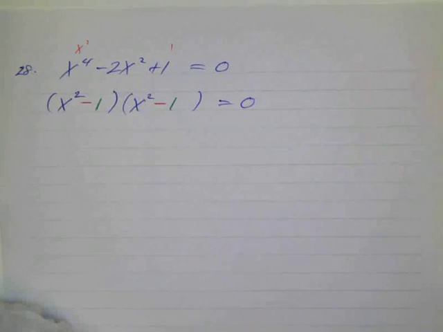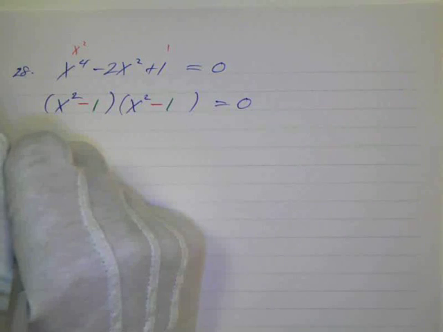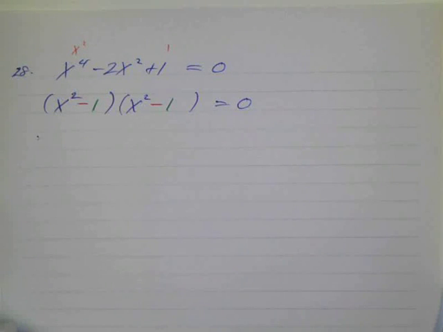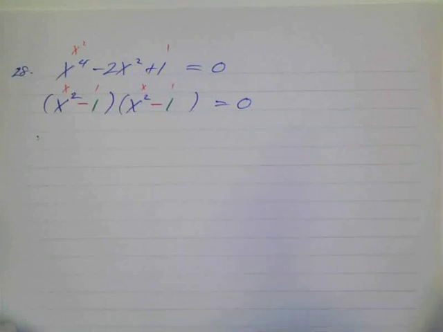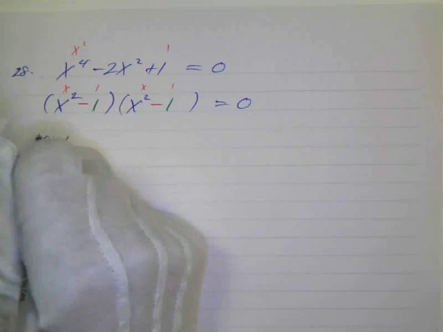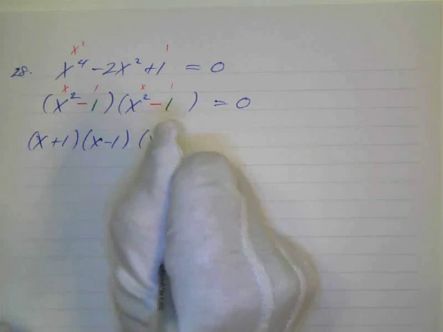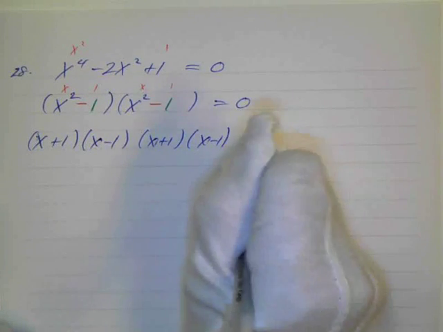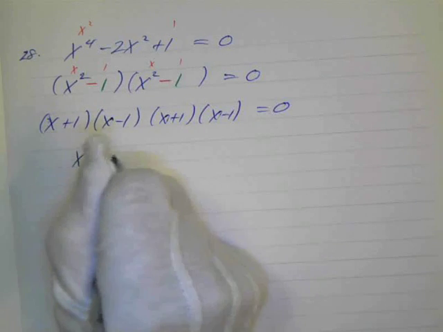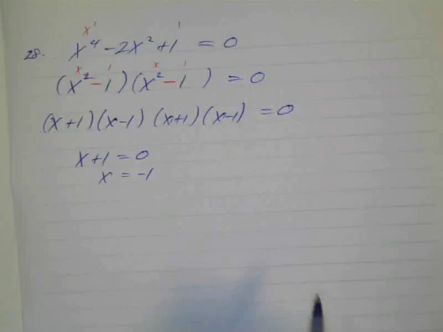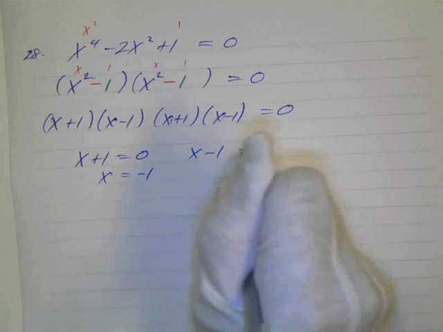So again, we've got what we call repeated roots, but we won't talk about that right now. If we factor this, the square root of x squared is x, and the square root of 1 is 1. Same thing here. So if we factor this out, this is x plus 1 times x minus 1, and this is also x plus 1 times x minus 1. So we know that x plus 1 equals 0, so x equals negative 1. And again, these are repeated roots. And then we've got x minus 1 equals 0.